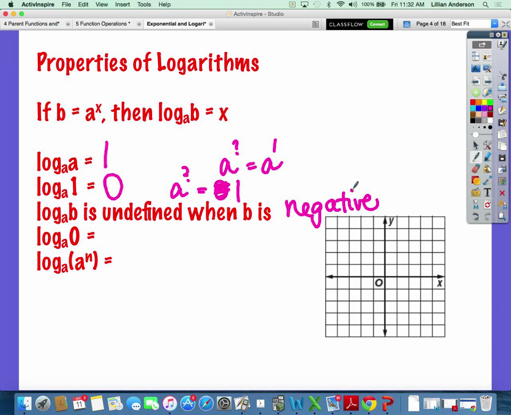Doesn't exist, so that means it's undefined. Because remember, b cannot be negative, it has to be positive. It can't be 0 either. There's no number that you can ever raise a to that's going to give you 0. Lastly, log base a of a to the n equals n.